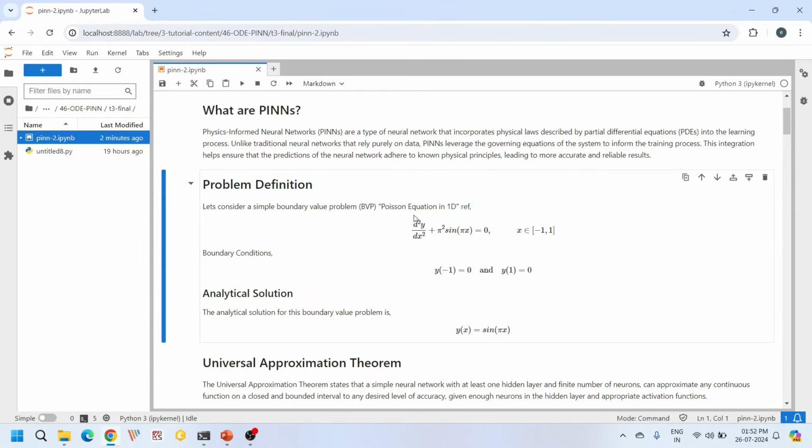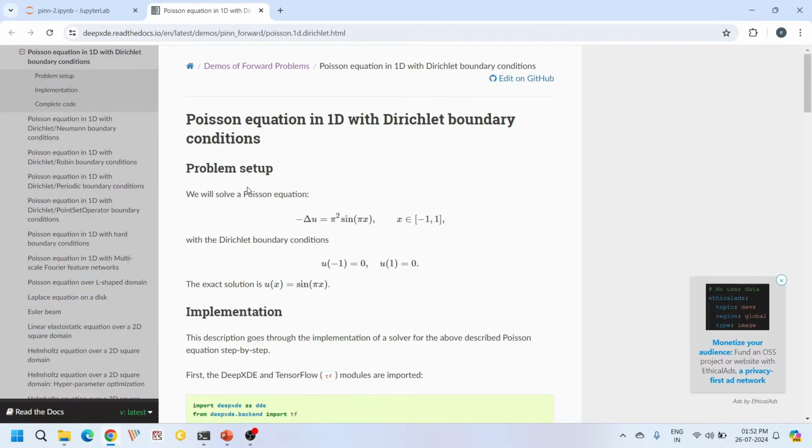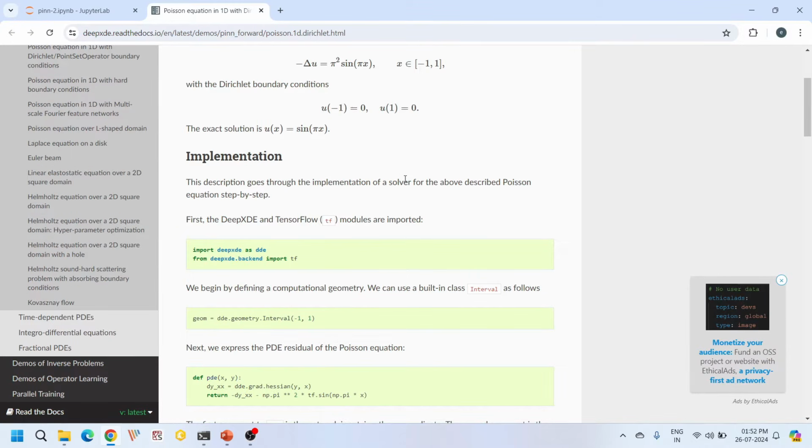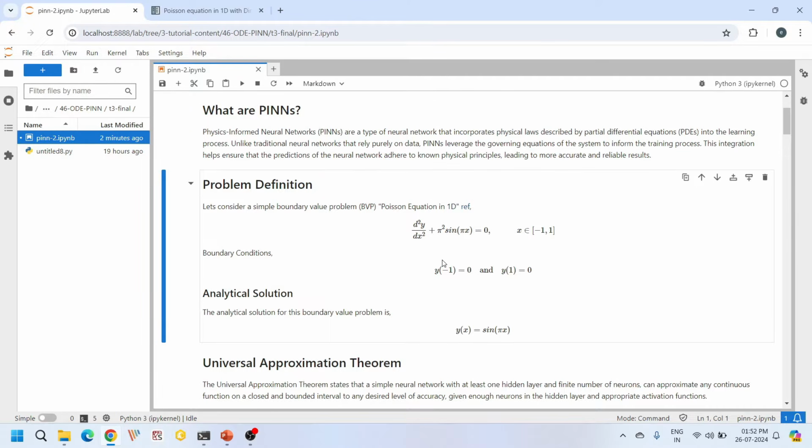We obtained this problem definition from the documentation of the DeepXDE help docs. Here in this example problem, they solved it using the DeepXDE library. So here we are not going to use that library. We develop everything from scratch to solve this boundary value problem using PINNs.